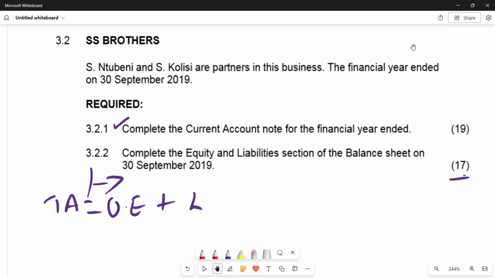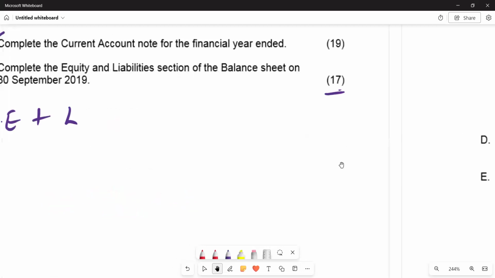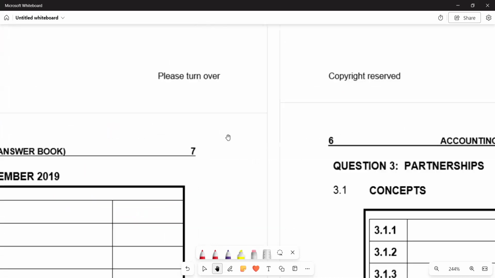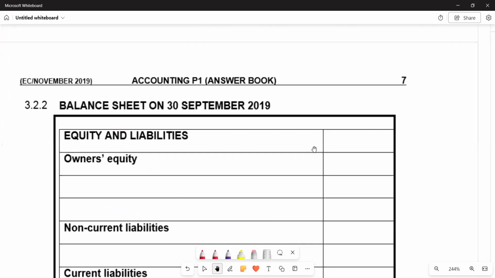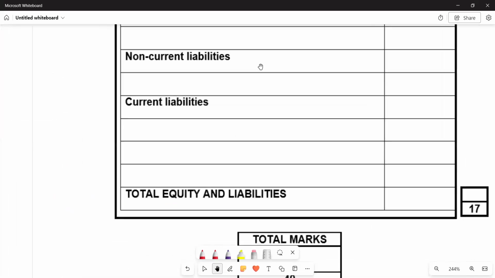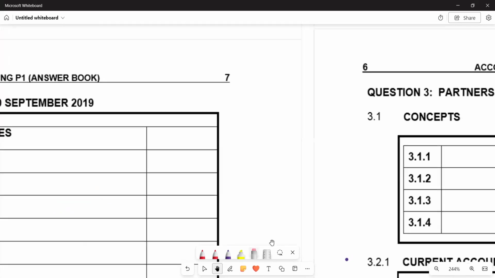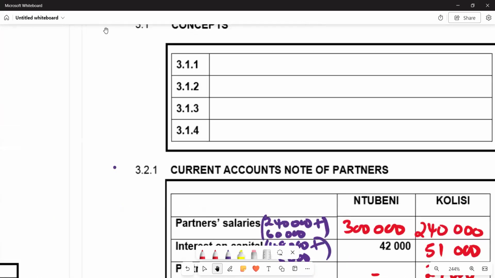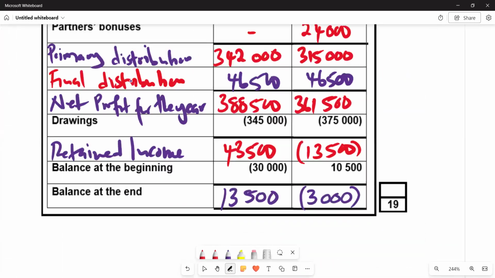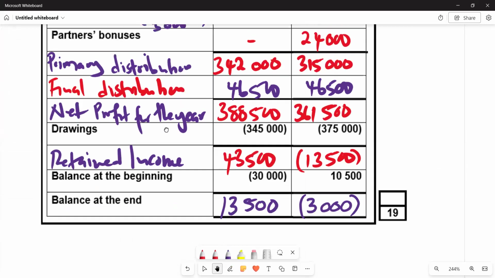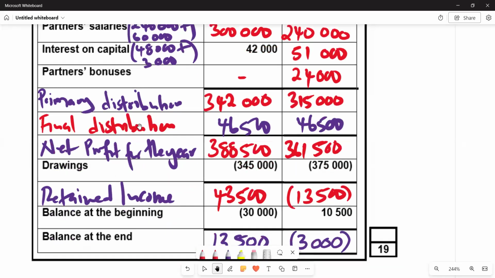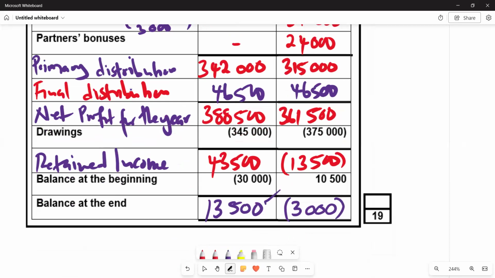So we go to the other section to see what we have in terms of the part that we want to prepare, which is the balance sheet on 30 September 2019, the equity and liability section. So this is our equity and liability section. You'll see that according to our last video, we did the current account notes, which is this one. And these are the final figures that we got in terms of our current account balances. The first column is for Ntubeni and the second one is for Kolisi. And we got the figures as 13,500 here and 3,000 here.